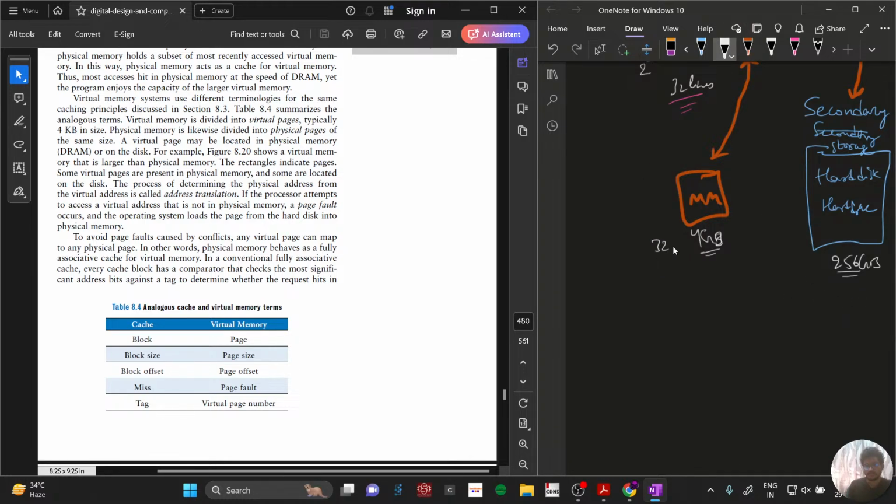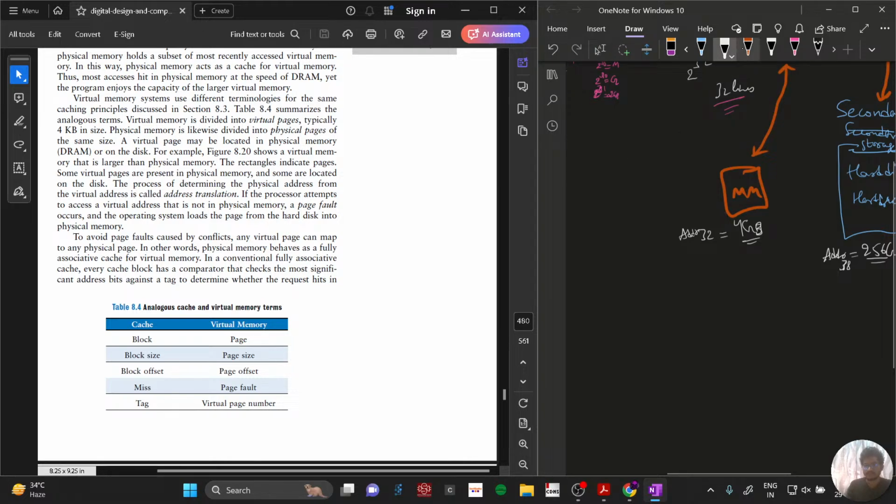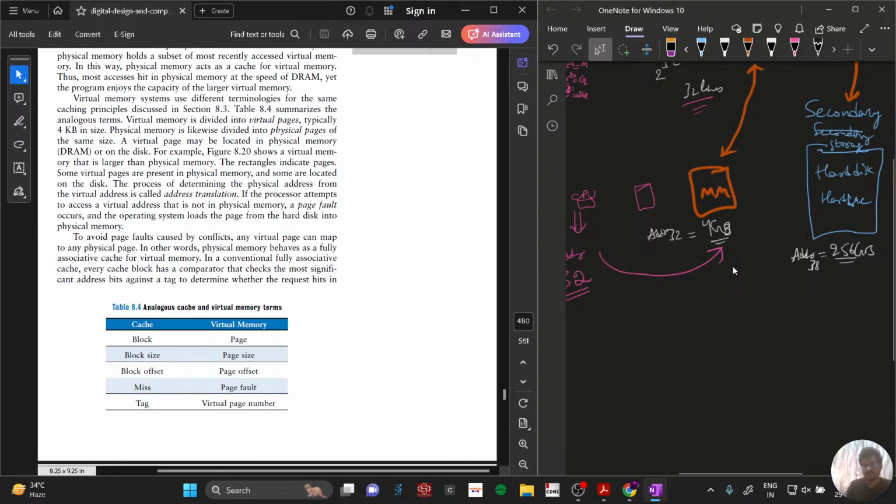So this is a 32-line address, and this address is 38 lines. But the address comes from CPU. CPU generates an address of 32 lines to access main memory, but somehow we need to generate the other one.